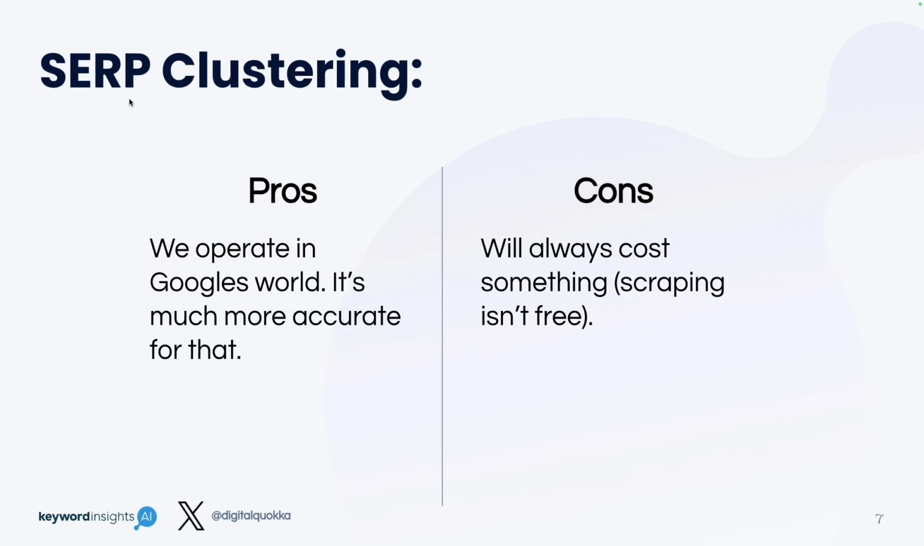Obviously, the opposite is true for SERP-based clustering. The big pro is that we operate in Google's world, and it's much more accurate for that because it's showing us and telling us to group keywords together exactly like Google would do. A big con is that it will always cost something. To get this information, we have to scrape search engines, or whichever tool has to scrape search engines. So it will always cost something. And obviously, the more keywords you put through, the more expensive that's going to be.